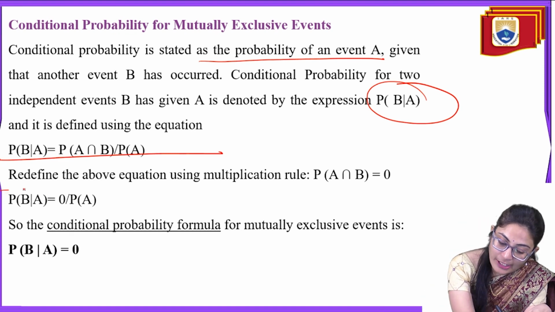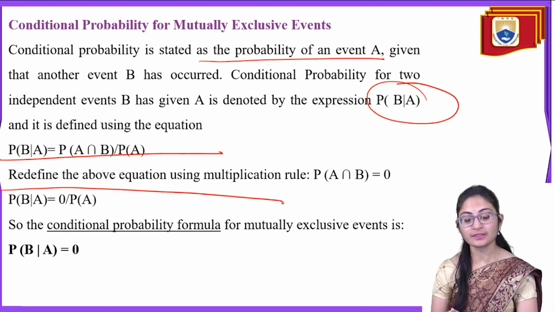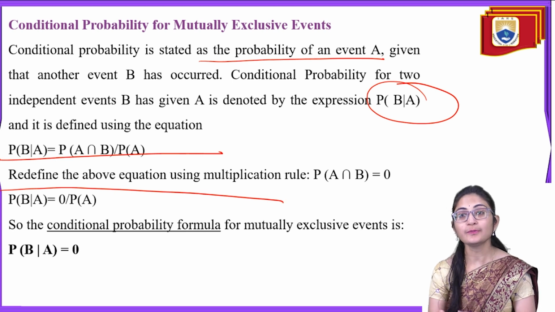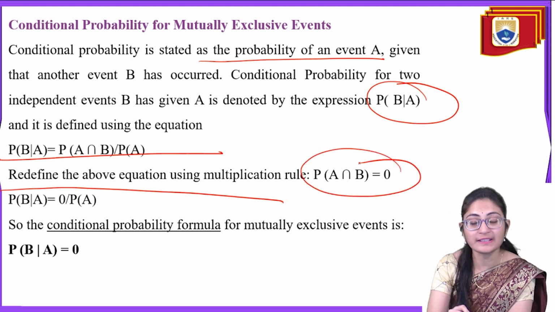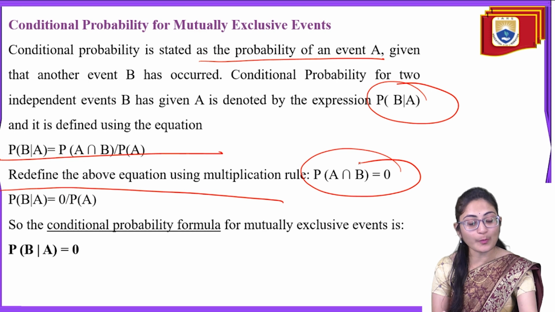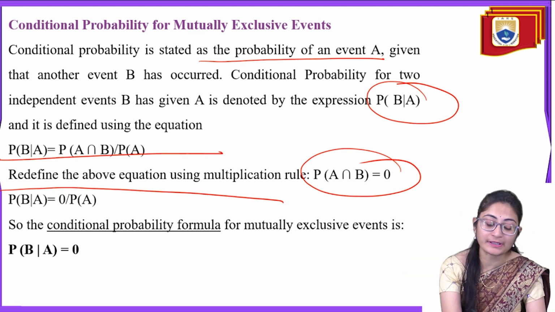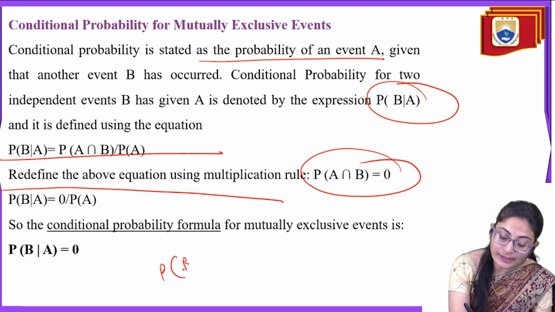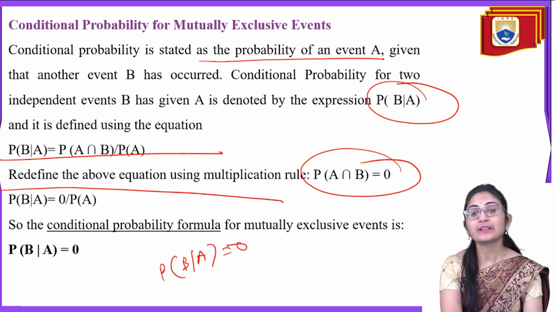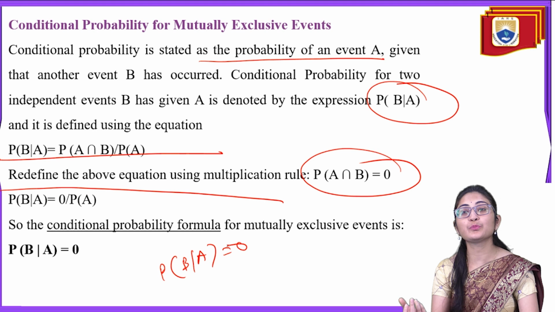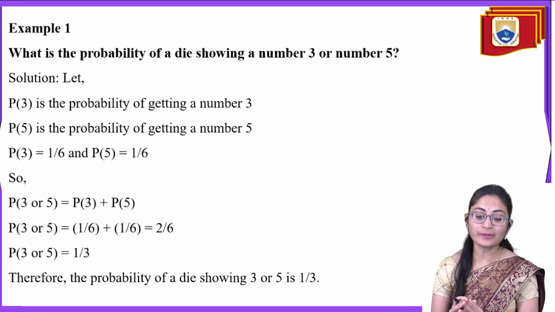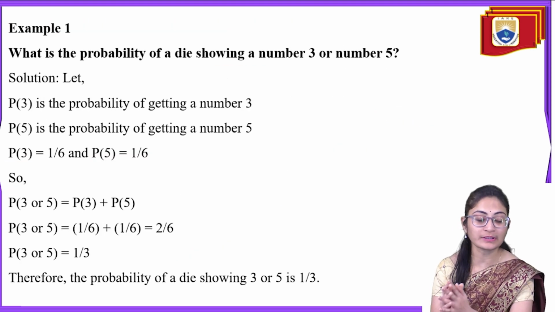Now again we have to redefine the equation using the multiplication rule, that is probability of A and B is equal to 0, and the probability of B given A is equal to 0 upon P of A. That means probability of B given A is equal to 0. That is showing the mutually exclusive. Now we will see the problems on it.